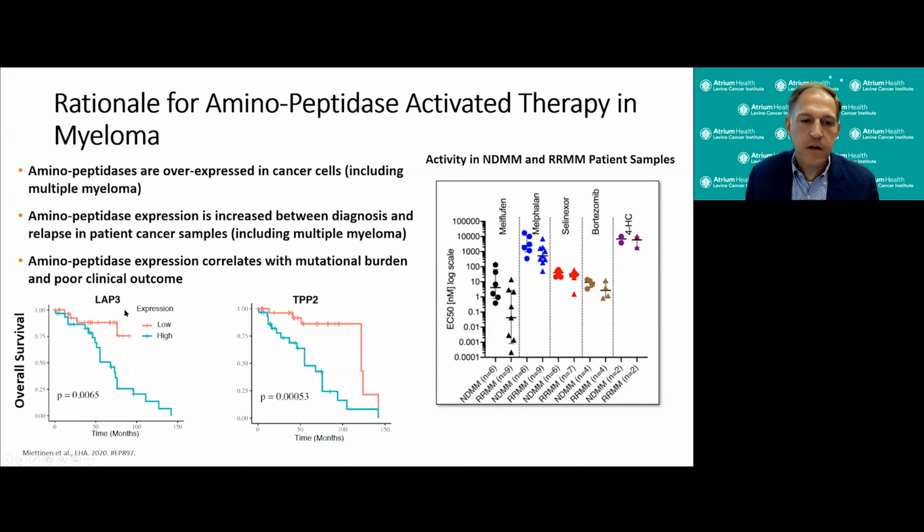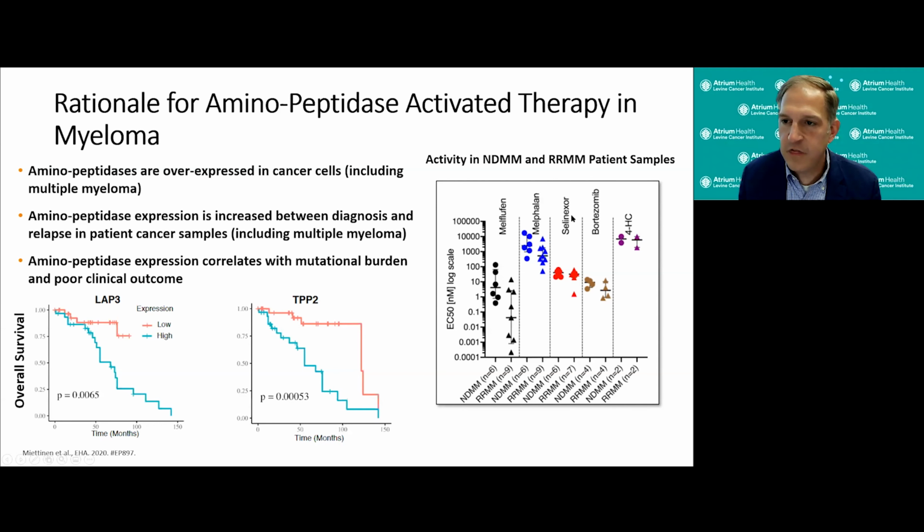And another thing that's fairly interesting, if you look at the expression of a couple of aminopeptidases in myelomas, specifically LAP3 and TPP2, what you can see is overall survival for myeloma patients whose myeloma expresses low levels of these two aminopeptidases, their survival is better than for those who have high levels of these two aminopeptidases. Now, whether treating patients with high levels of these aminopeptidases with a drug like Melphalan Flufenamide would overcome this negative impact on overall survival remains to be seen.